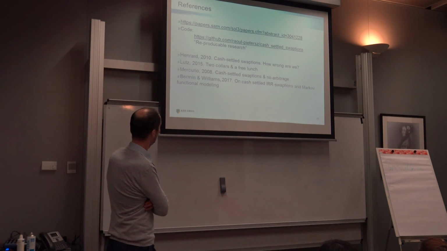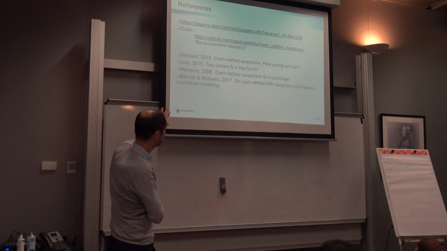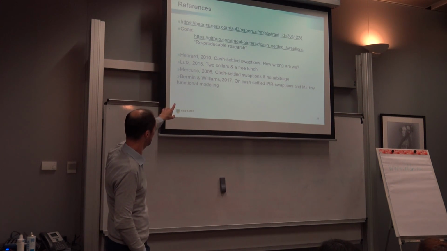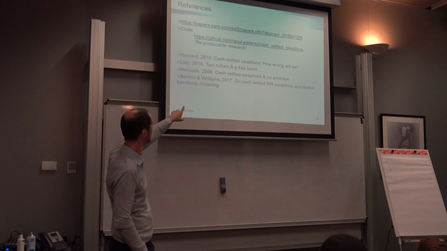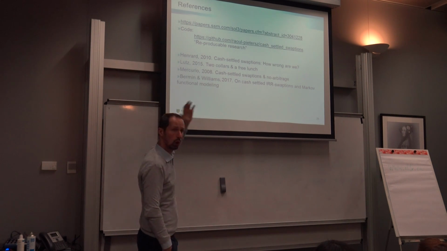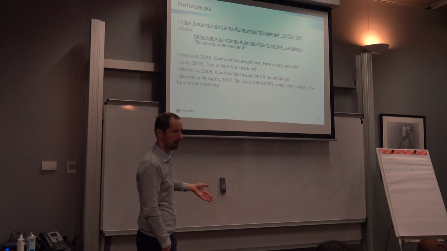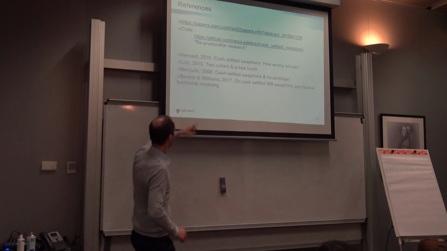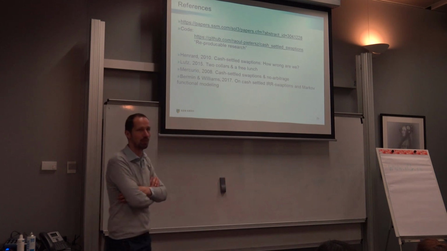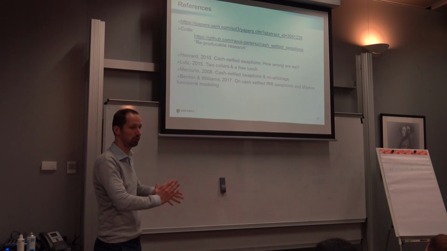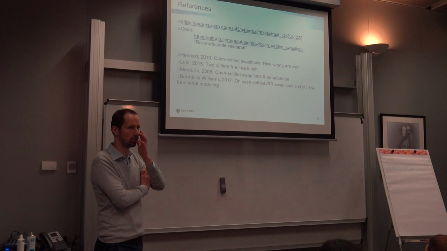This is more or less all of the literature that we could find on the topic. There are two papers with catchy names: "Cash-settled swaptions, how wrong are we?" and "Two colors and a free lunch." We weren't able to solve the problems that we faced using those two papers. We did get very far with the Berman and Williams paper, but they only cope with cash-settled swaptions, so they don't allow to simultaneously model the swap-settled swaptions.